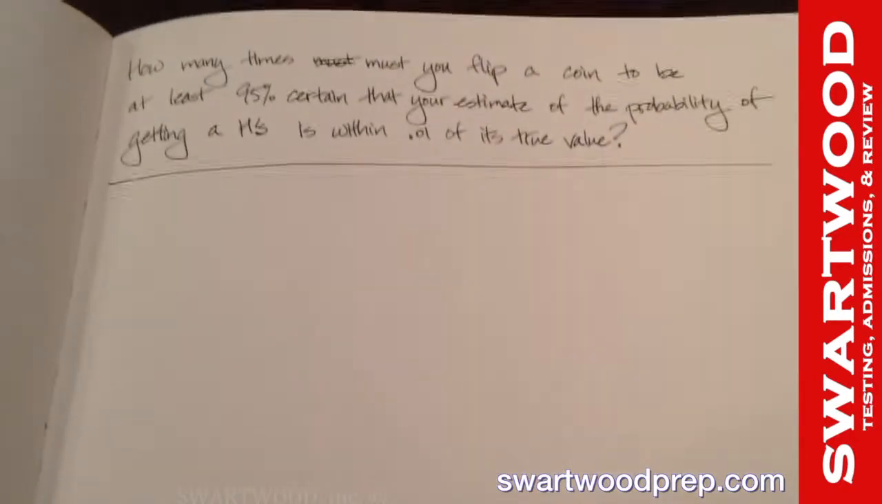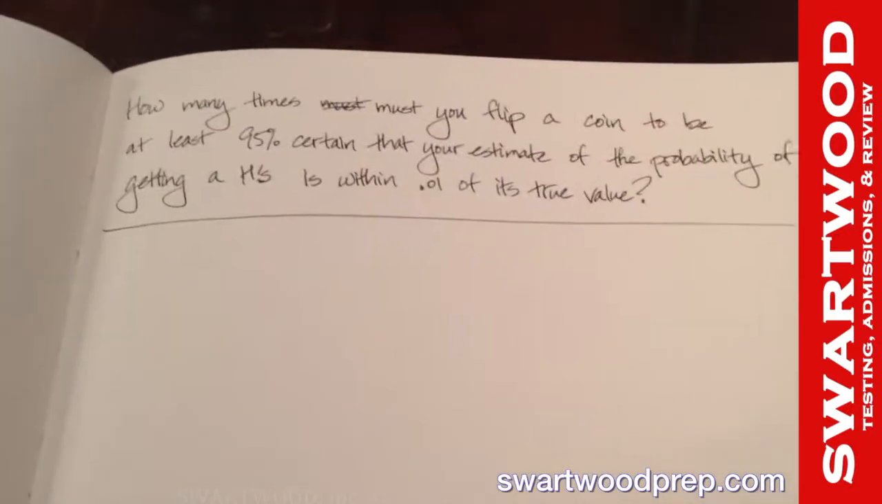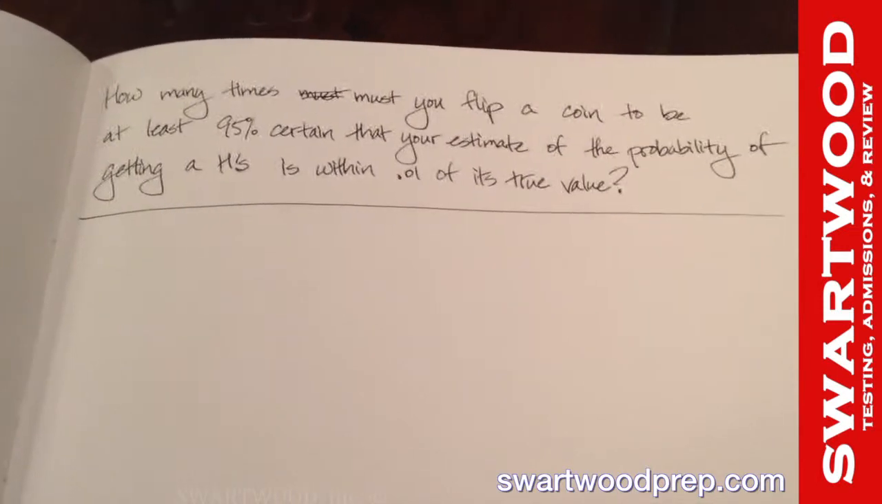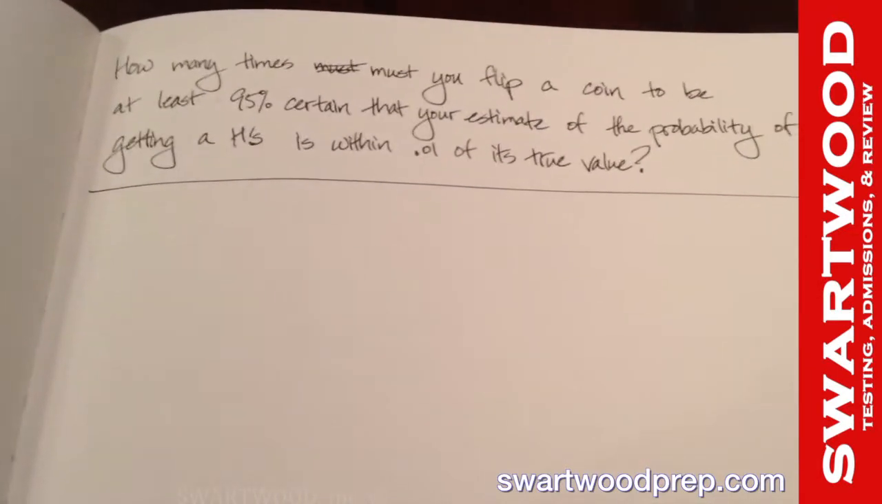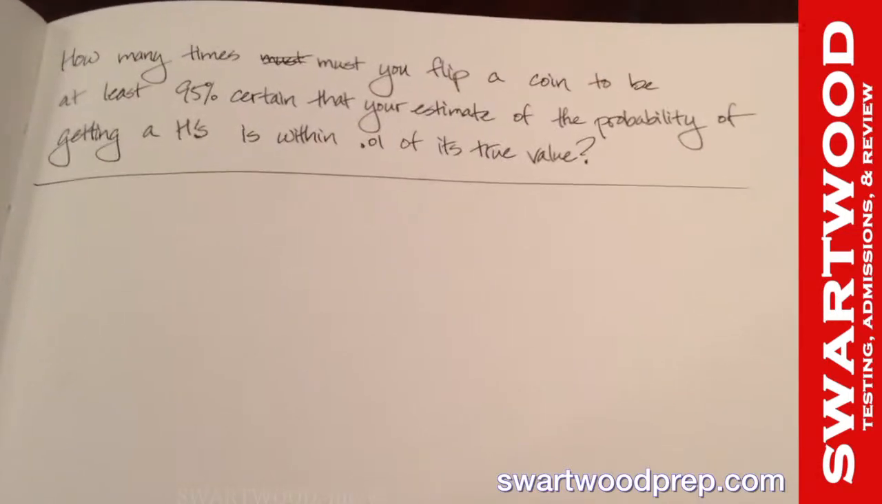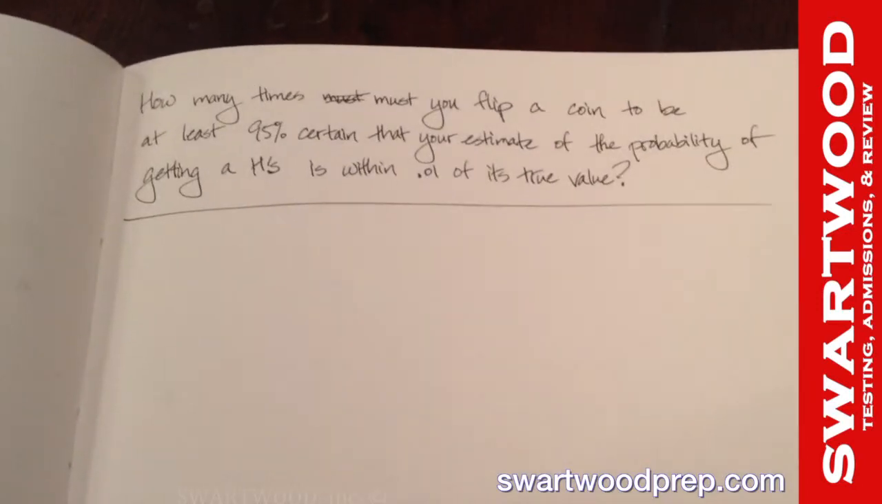So the last thing we have yet to do is central limit theorem, right? But what I call the reverse version. So if you look at this, it says, how many times must you flip a coin to be at least 95% certain that your estimate of the probability of getting a heads is within 0.01 of its true value. Okay, so take a second to pause the video if you need to look at this.